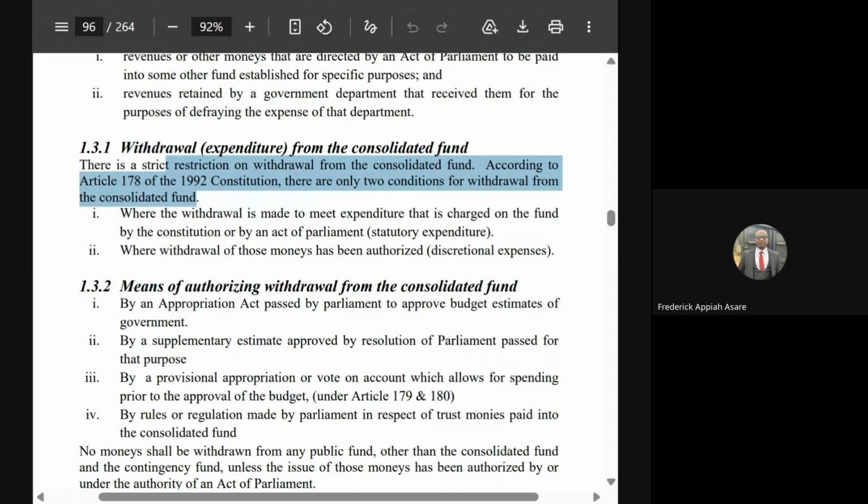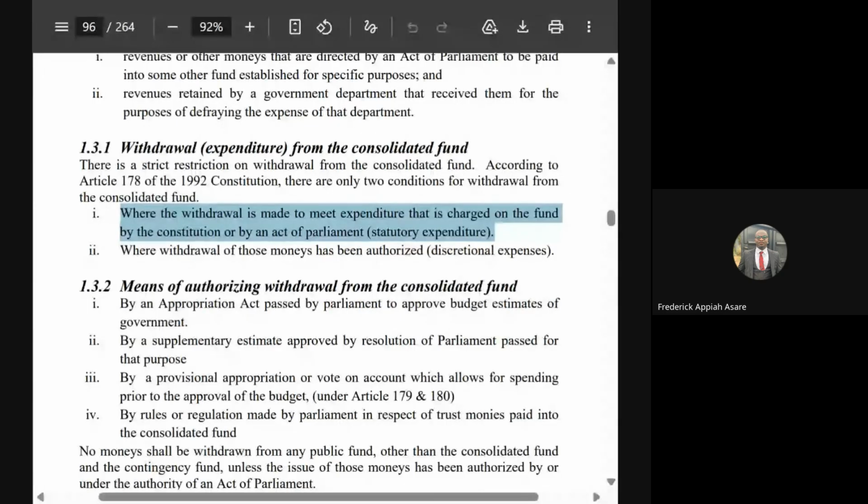The first condition is that the withdrawal is made to meet expenditure that is charged on the fund by the Constitution or by an Act of Parliament. So statutory expenditure. There are some expenditures that the Constitution has said that every year, every month, this amount or this expenditure must be taken from the fund.